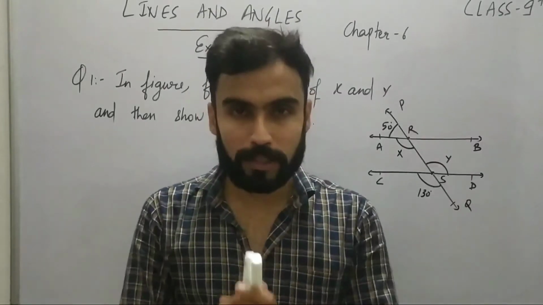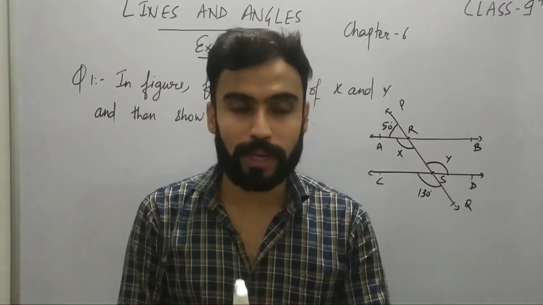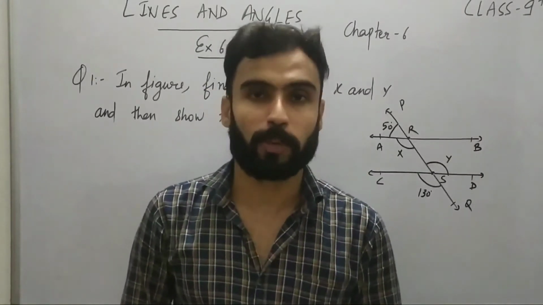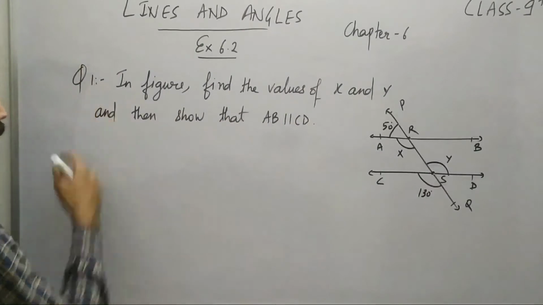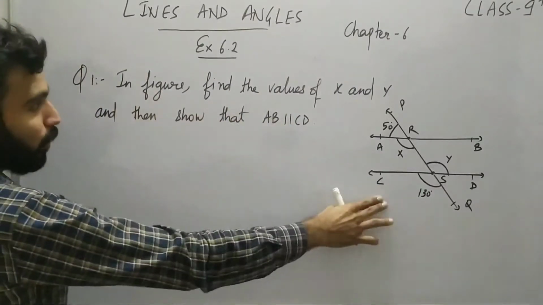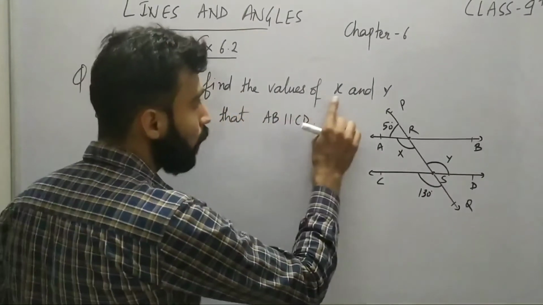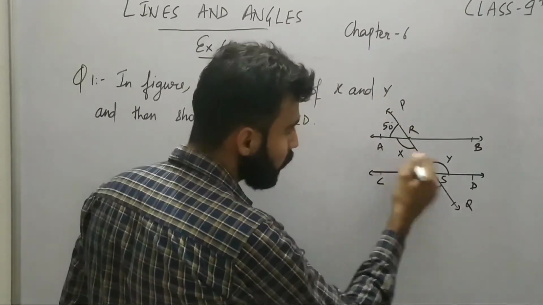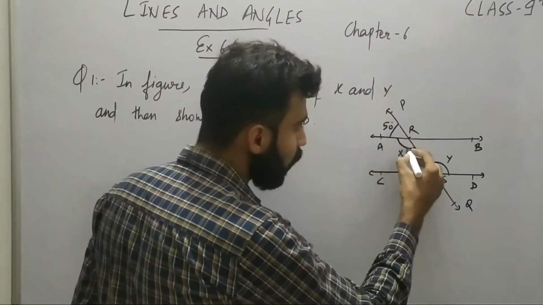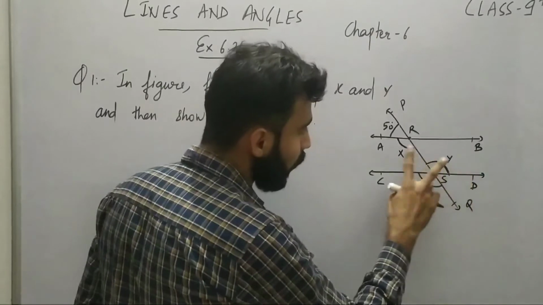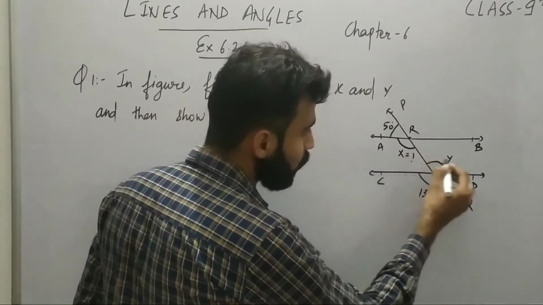So students, we have successfully completed exercise 6.1. Now let's jump over to exercise 6.2. The question number first here says that in the given figure, you can see here, find the values of x and y. So you can see in this diagram, two angles are noted here that are x and y, and we have to find out the value to it, right?